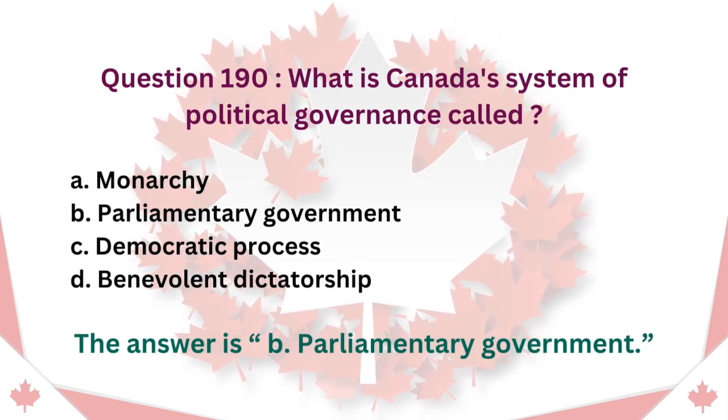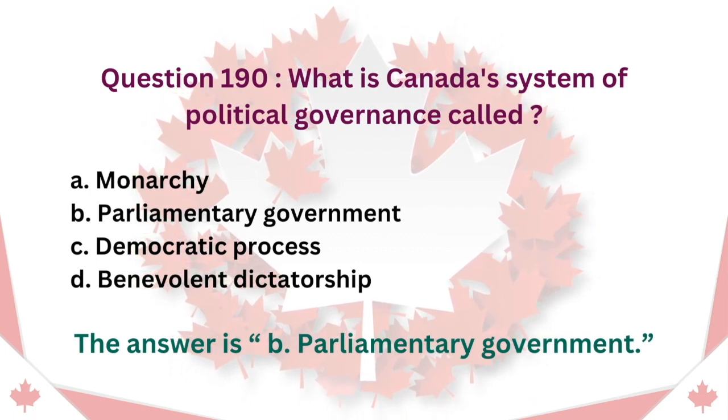Question 190. What is Canada's system of political governance called? A. Monarchy. B. Parliamentary government. C. Democratic process. D. Benevolent dictatorship. The answer is B. Parliamentary government.